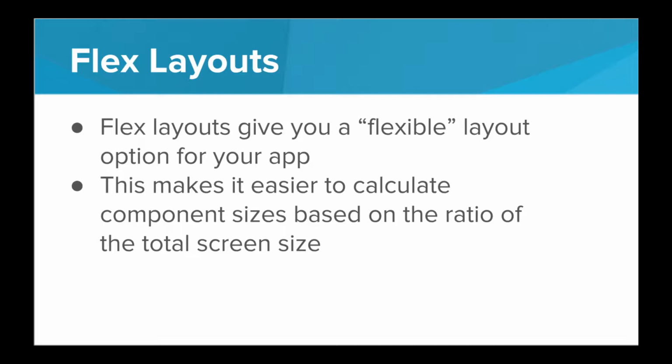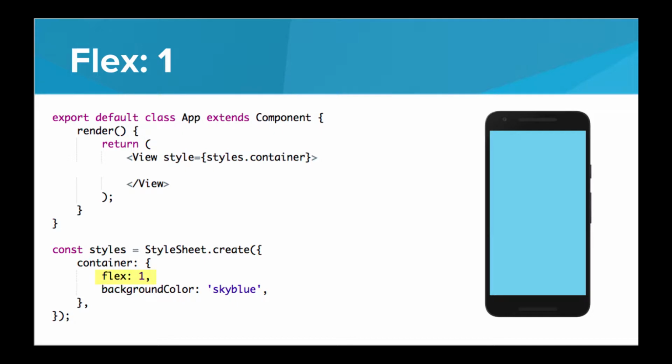Furthermore, it can be difficult to calculate the exact pixel value for a component if you know you want the navbar to be 1/10 of the total screen height and the body of the app to be 9/10 of the screen size. Flex layouts give you flexible layout options for your app. This makes it easier to calculate component sizes based on the ratio of the total screen size. You have probably noticed Flex 1 as a style attribute for the parent view component on every app we have done so far. This is because we always want the parent view component to take up one whole part of the screen, or 100% of the screen.